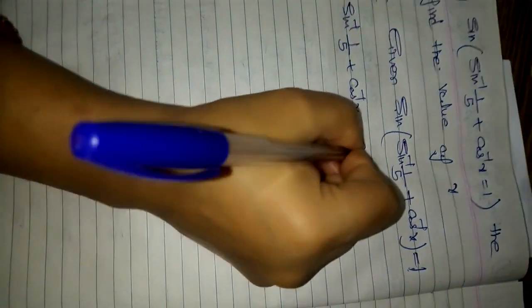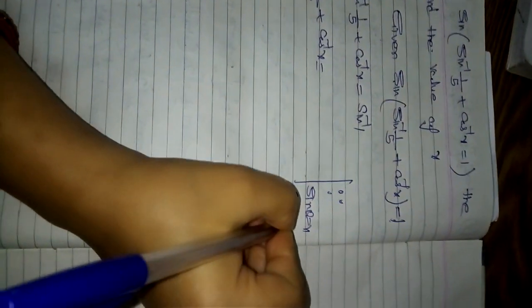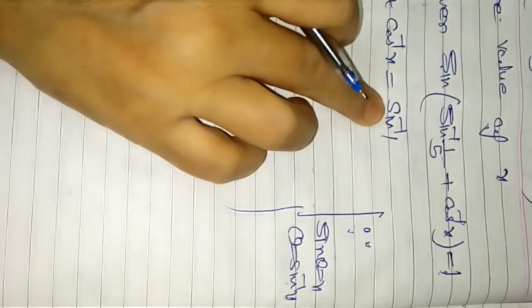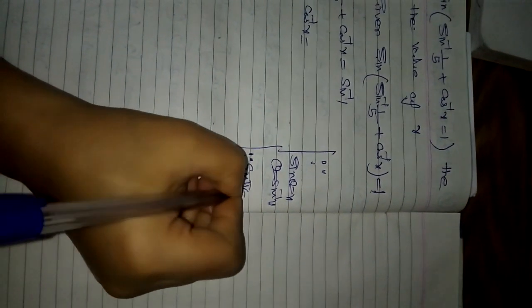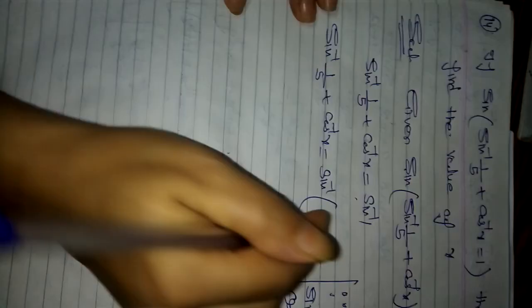Now sine inverse 1 by 5 plus cos inverse x, transfer this sign. What will come here? Sine inverse 1 by 5 plus cos inverse x, and you know that sine theta equal to x means theta equal to sine inverse x. Why this? We are changing this term now because sine pi by 2 is equal to 1. So we can write here sine inverse, the value of 1 is sine pi by 2.